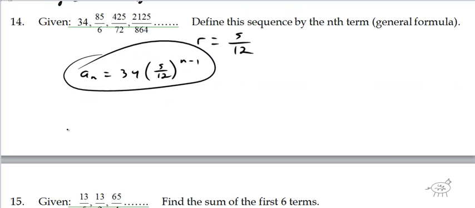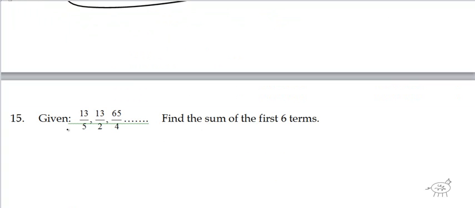Okay, keep going here. 15, it says find the sum of the first 6 terms. Okay, of course we're going to find out that this is, again, geometric, so r is 5/2. And please do not give me an answer like it is going to diverge. Okay, this doesn't diverge.